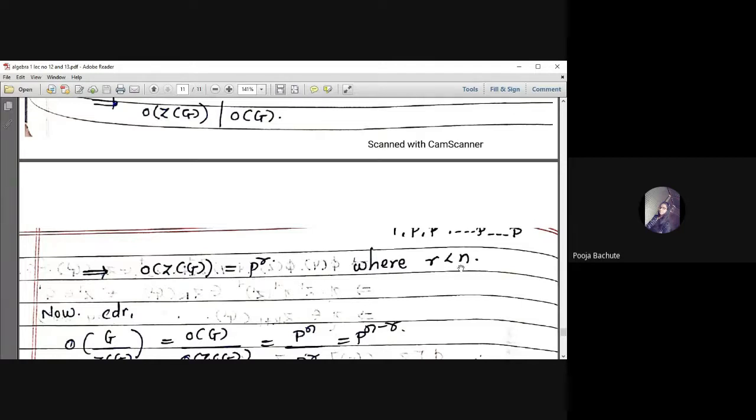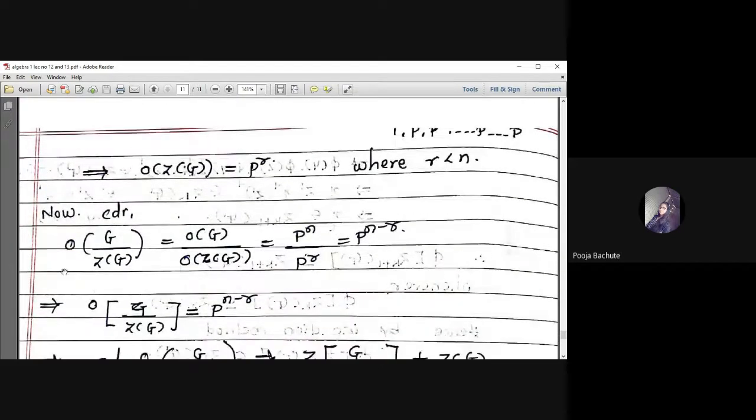Up to here, any doubt? No, sir. Now consider the order of G upon Z(G), which is equal to the order of G upon the order of Z(G), which is equal to p raised to n upon p raised to r, which is equal to p raised to n minus r.